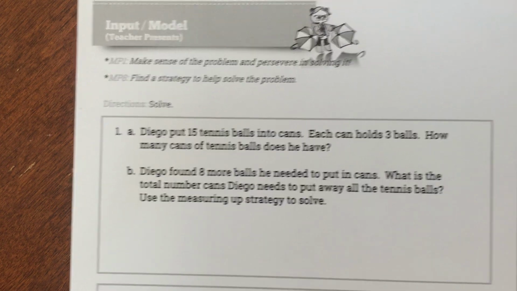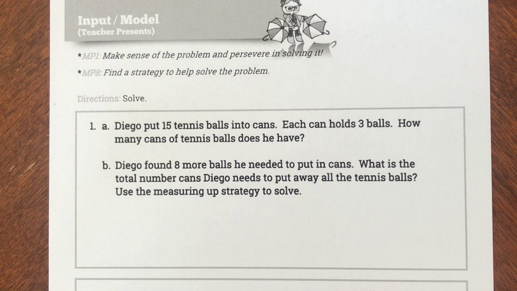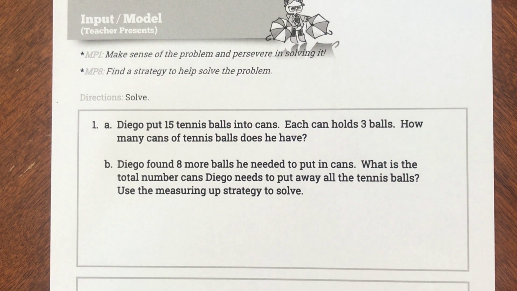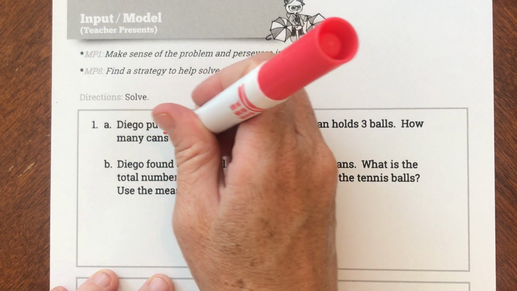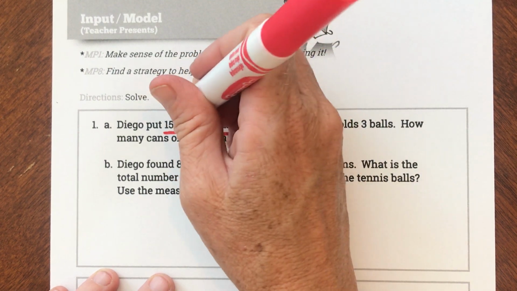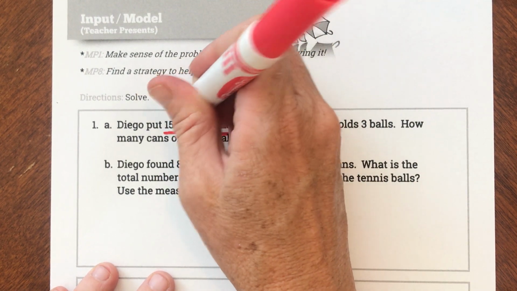So I'm going to get started on my first problem, which actually is two problems. It says, Diego put 15 tennis balls into cans. Each can holds 3 balls. How many cans of tennis balls does he have? Okay, so what do I know? I know that he has 15 tennis balls that's going to be distributed. And that was the first step in both of our strategies. So 15 is going to be distributed.